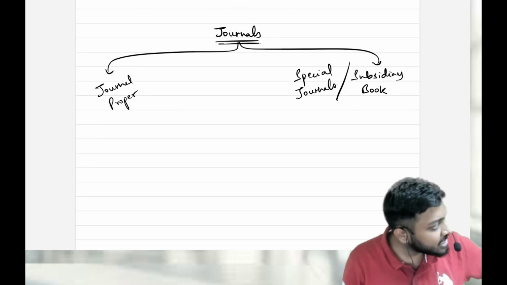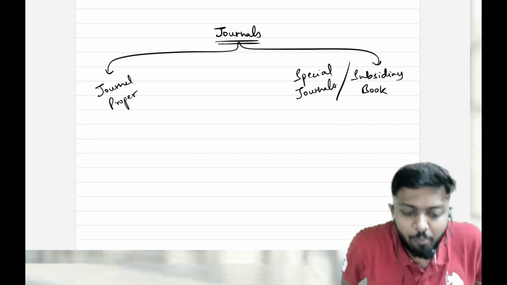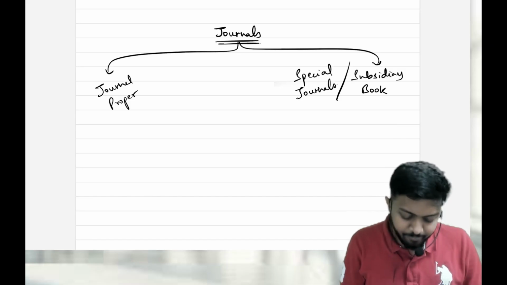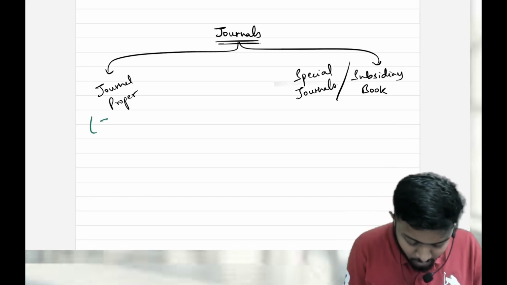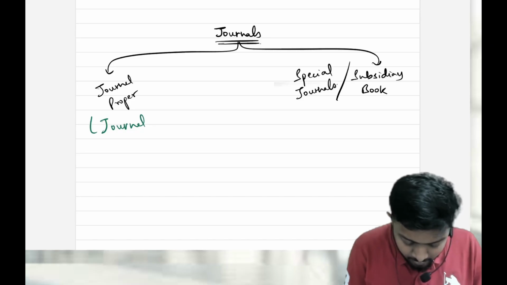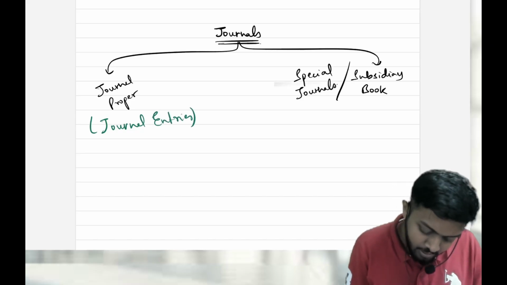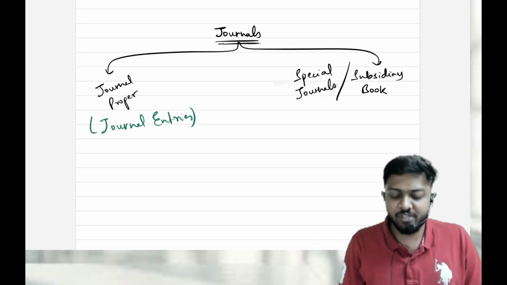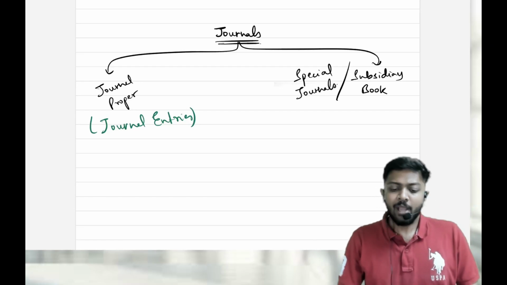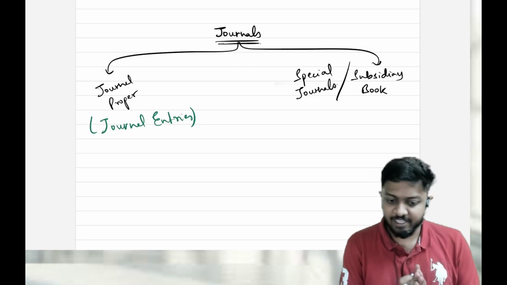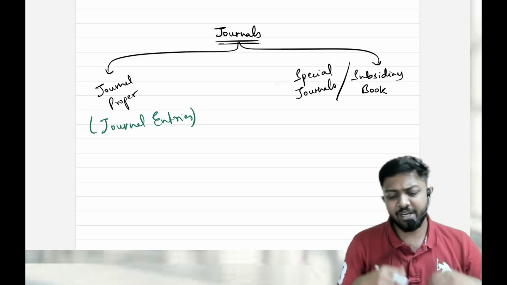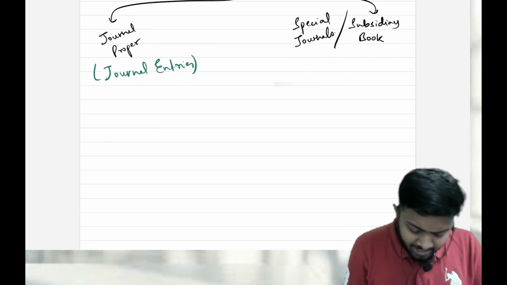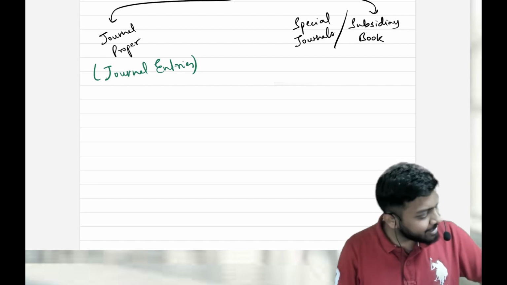Sir, when do we use journal proper? When do we use special journals? First you have to understand, in journal proper, journal entries only will come. In subsidiary books, journal entries won't come. Generally, all transactions have journal entries, whatever they are. So if all transactions have journal entries, I could have recorded them by journal proper only.